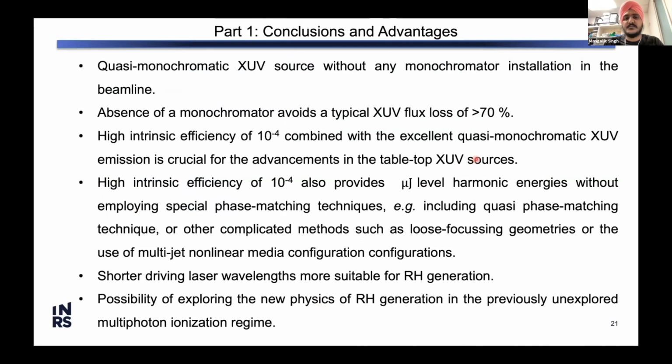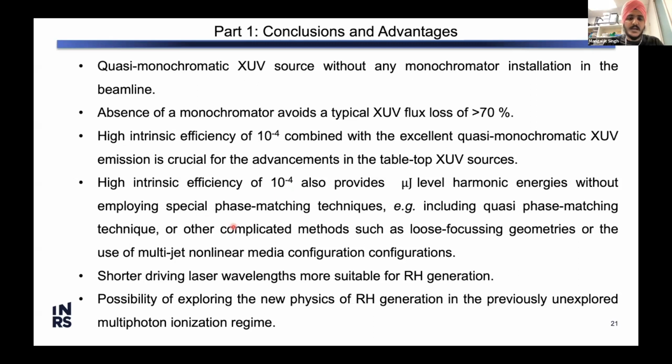So this is the conclusion of the first part. We demonstrated a quasi-monochromatic XUV source from gallium without using any monochromator installed in the beamline. In this way, we can avoid the typical loss of about 70% of the XUV flux because of the presence of the monochromator, and the high conversion efficiency of the order of 10^-4 gives us a very promising result that we can use these kinds of sources to develop intense multi-microjoule level XUV pulse energies in the laboratory.